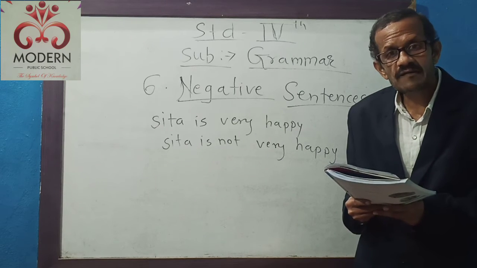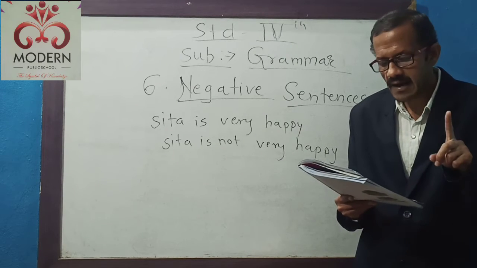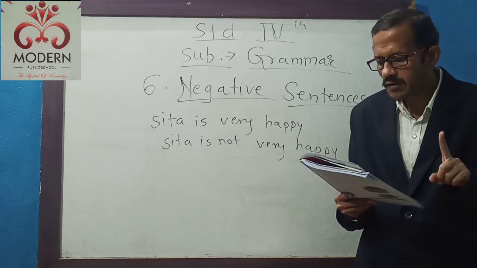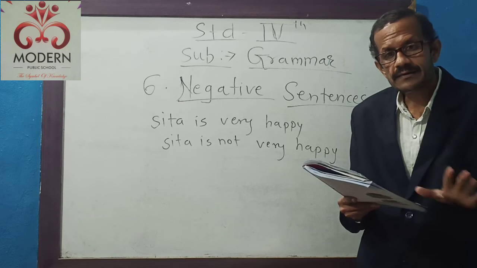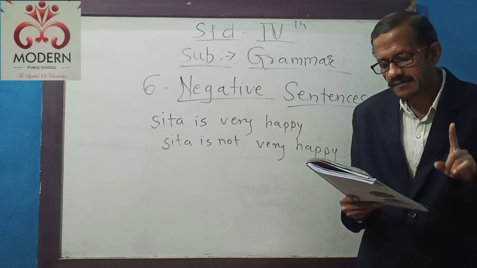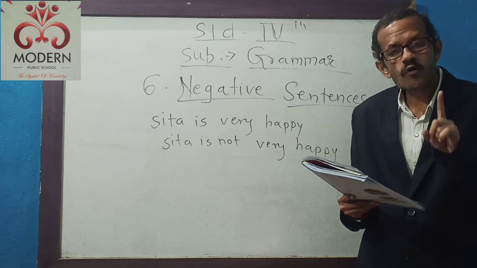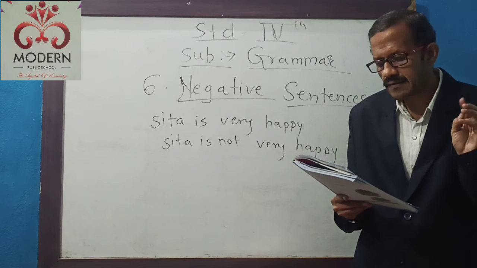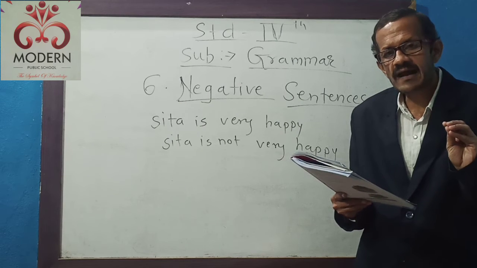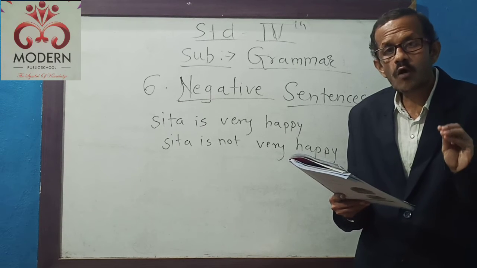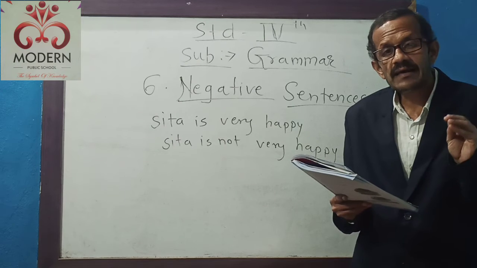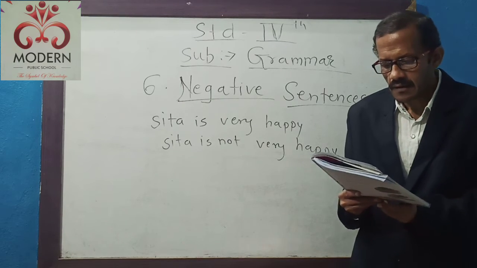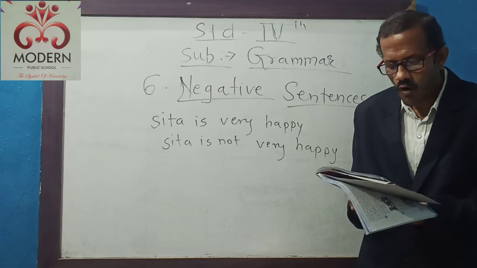Then what is the definition of negative sentence? Students, listen. A negative sentence is a sentence that has a not or no in it. A negative sentence is a sentence that has a not or no in that particular sentence. That is the definition of negative sentence. Means students, simply, if the word no or not is included in any sentence, then that sentence is known as a negative sentence. Now we will see in the next point, the position of not.